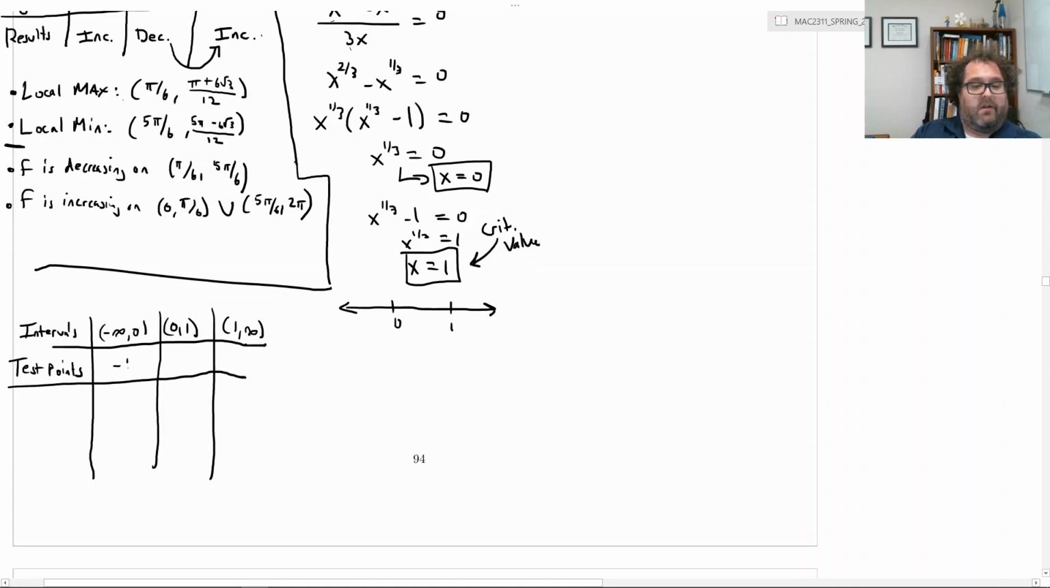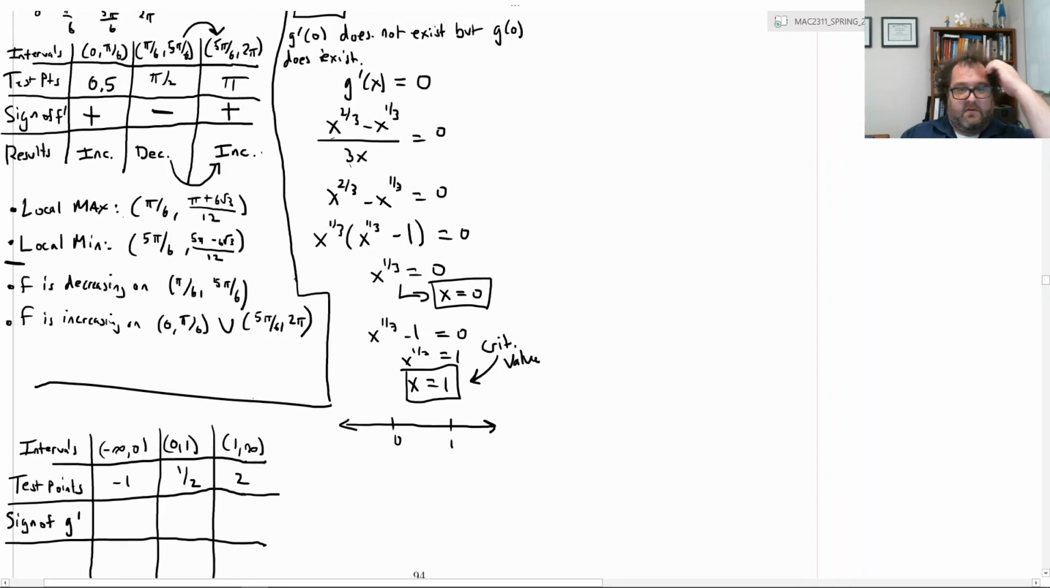So we have, I'll pick a -1. Okay, we have 0 to 1. There's not a good integer there, so 1/2 will work. And then let's pick 2. And then we're going to test the sign of g prime, the derivative.